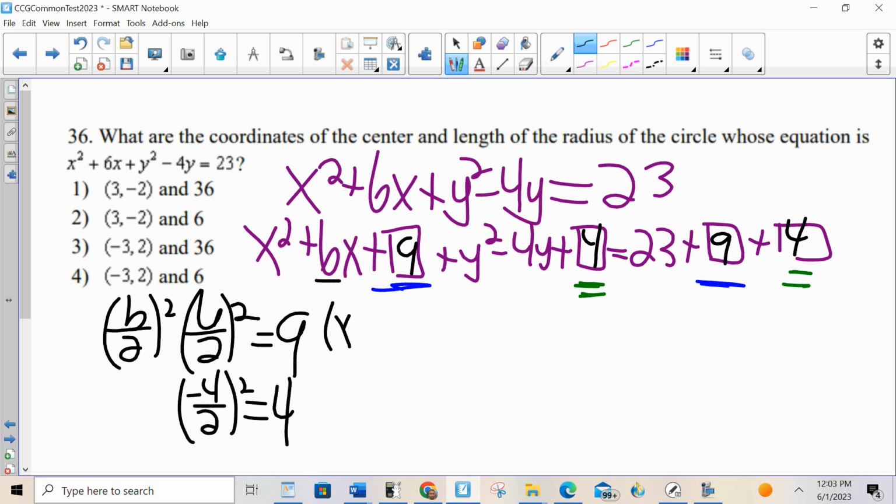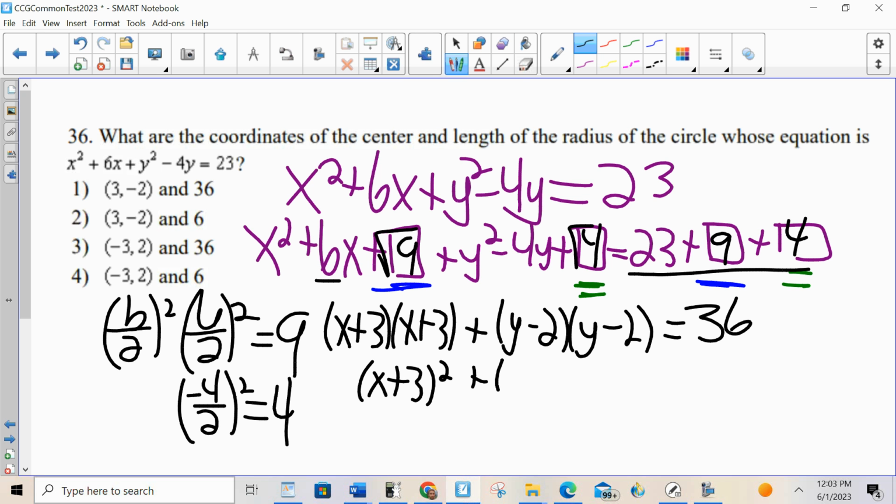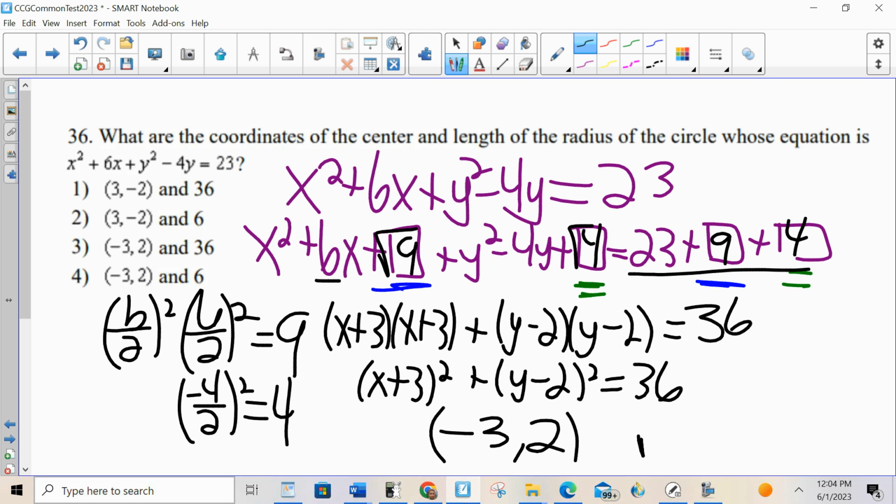Next, I factor my trinomial. It will always be the same factor written twice, and it will always be the square root of the perfect square. Combine like terms on the right-hand side, that's 36. Rewrite that as a binomial squared. Rewrite the y's as a binomial squared, and I'm in center radius form. Now that I'm in center radius form, to find the center, I always negate what's in the parentheses. So my x-coordinate is negative 3, my y-coordinate is 2, and the radius is always the square root of the right-hand side, which in this case is 6.